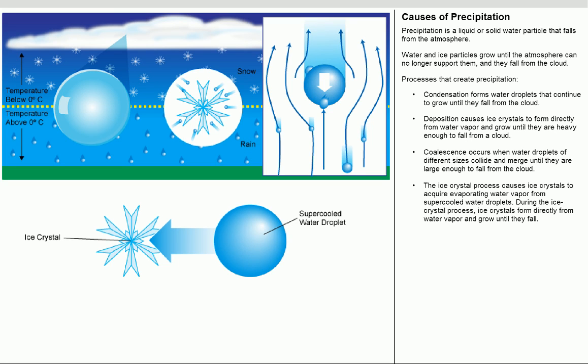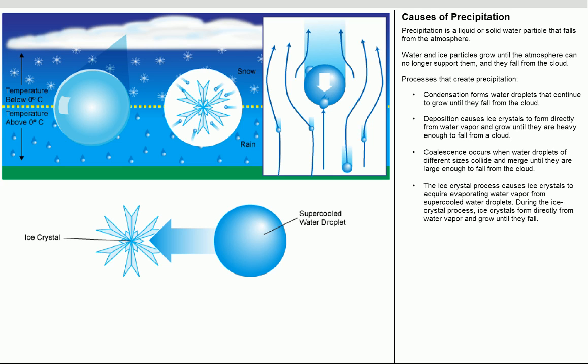Coalescence occurs when water droplets of different sizes collide and merge until they are large enough to fall from the cloud. The ice crystal process causes ice crystals to acquire evaporating water vapor from supercooled water droplets. During the ice crystal process, ice crystals form directly from water vapor and grow until they are heavy enough to fall from a cloud. The ice crystal process occurs primarily in clouds that extend upward into areas that are well below freezing. These clouds contain both ice crystals and supercooled water droplets.